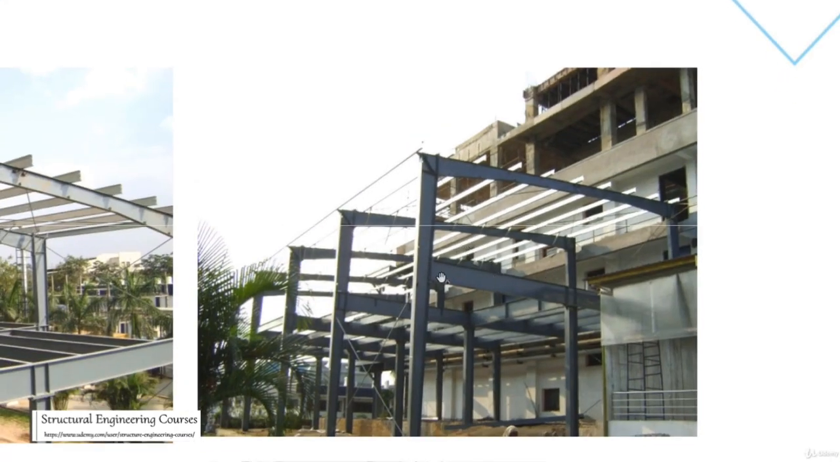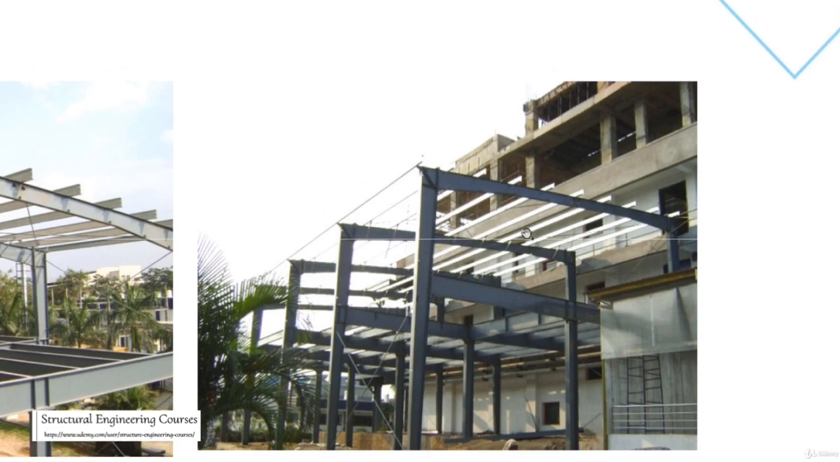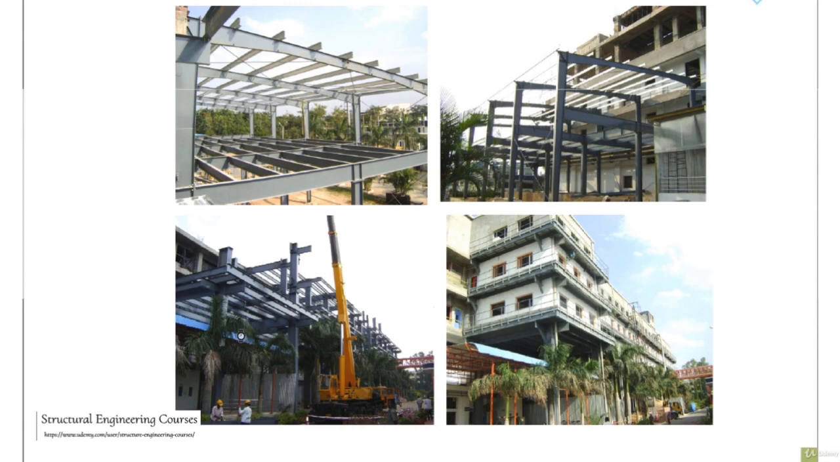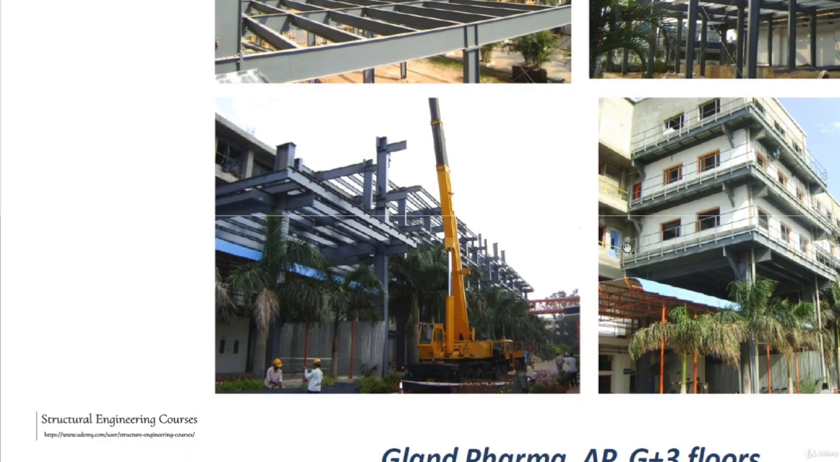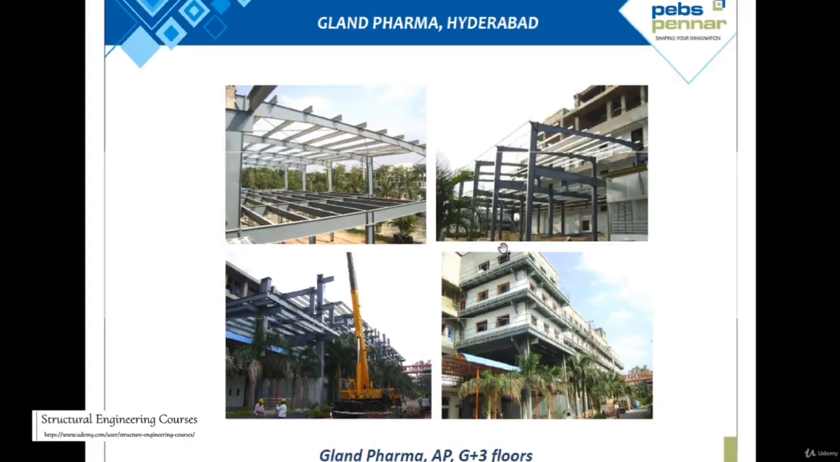So in this arrangement, the blue color is basically the hot rolled structural steel sections having 345 MPa yield strength, and these are the cold rolled C purlins or Z purlins. Here again, this is an example of a steel structure, and here again it is a steel structure.